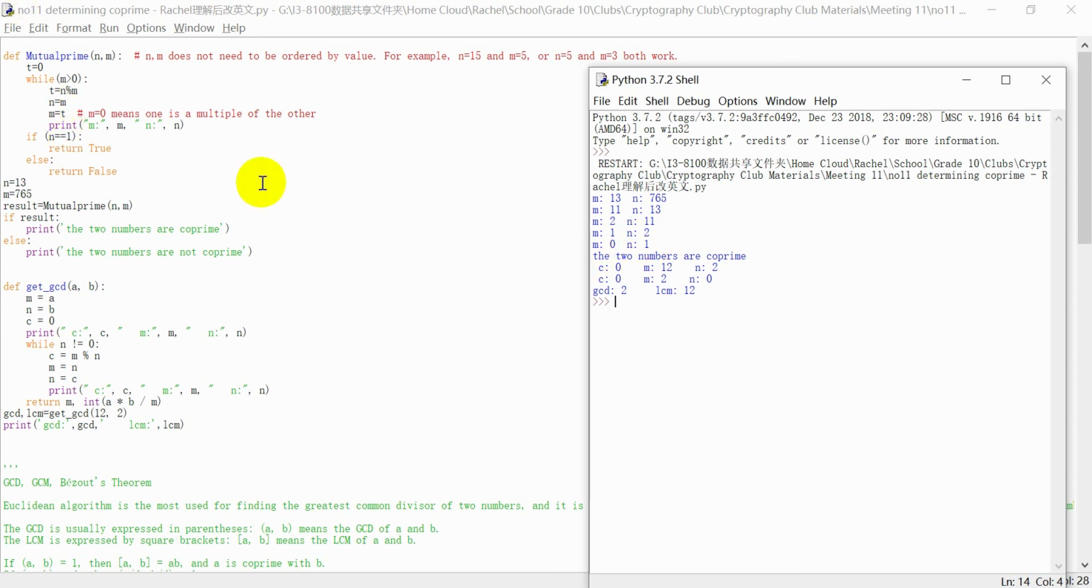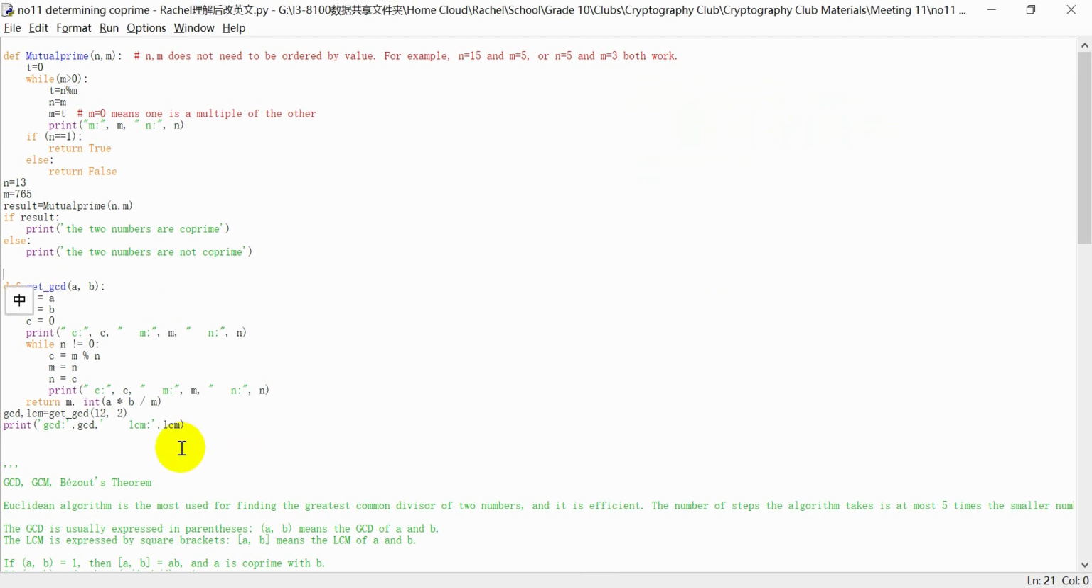And because n equals 1, the function returns true, which means the numbers are coprime. So here, the value of result variable is true. So if result, print the two numbers are coprime. So this line gets printed because result is true. That's for determining if two numbers are coprime.